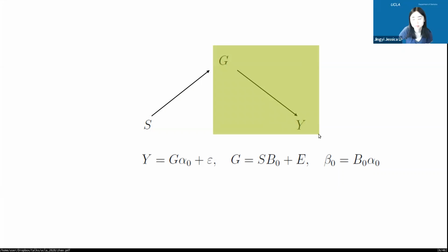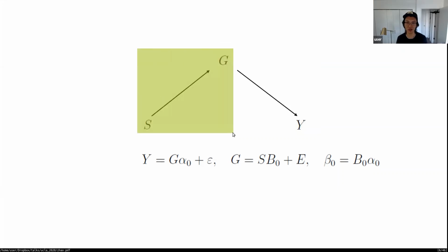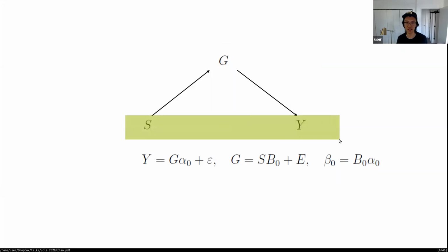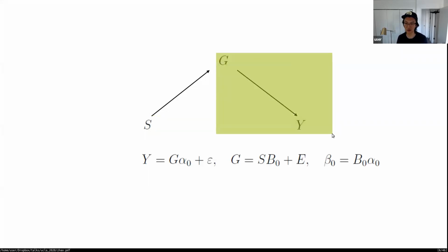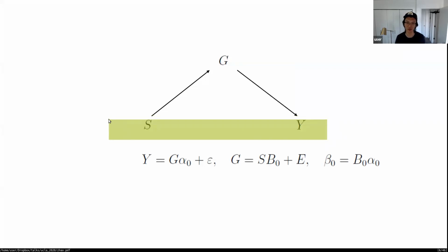And so what TWAS does, correct me if I'm wrong, is they learn this relationship. Then in this data set, they predict G hat using that learned relationship and associate G hat with Y. And so ultimately, they're just focused on this arrow here, but I'm focused on this arrow, or this overall association.